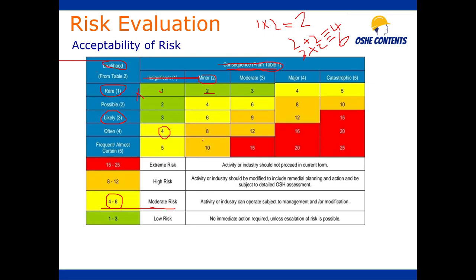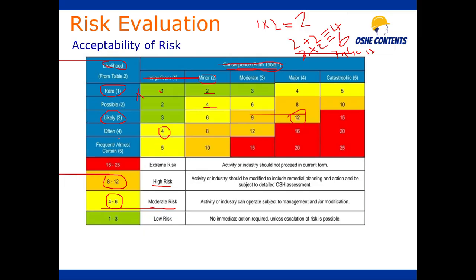So 6 is the same, but if it's 4, then we can make it 3 multiplied by 4, which is equal to 12. Where is 12? 12 comes here, which is major. If the risk level comes from 8 to 12, it's considered high. If it's considered high, what we need to do is, the activity or industry should be modified to include remedial planning and action and be subject to detailed OSHA assessments. So that is also the action which needs to be taken.